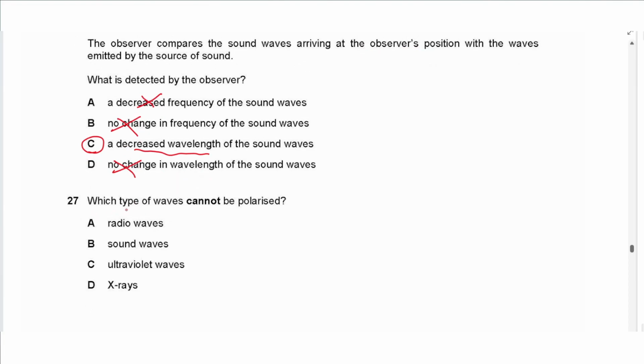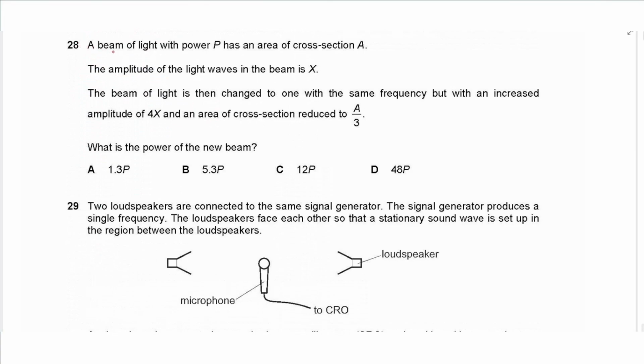Question 27 says which type of waves cannot be polarized? That's longitudinal waves. The example for longitudinal waves is sound waves, so we choose B. Question 28 says a beam of light with power P has an area of cross-section A. The amplitude of light waves in the beam is X. The beam of light is then changed to one with the same frequency but with an increased amplitude of 4x and an area of cross-section reduced to A over 3.